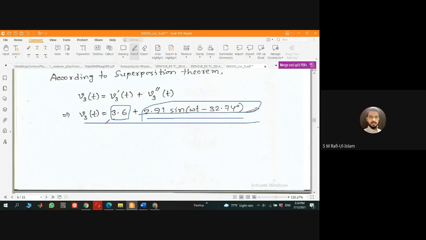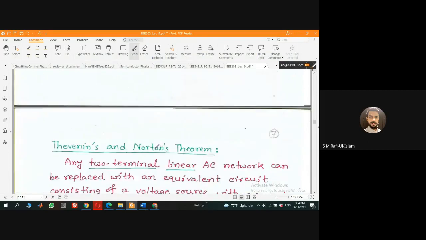Do you understand that thing? This is called some sort of harmonic, but these are not part of your syllabus, so I will rather skip that.